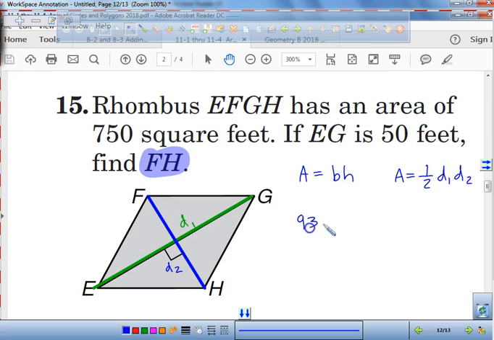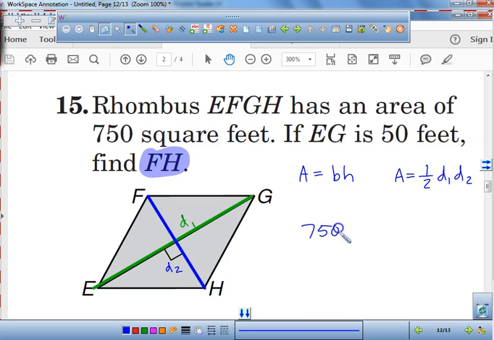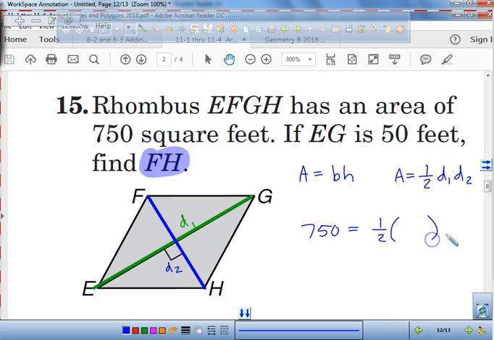So 950, wrong problem, my apologies. 750 is the area, and that's equal to 1/2 diagonal 1 times diagonal 2. Now D1 is 50. D2 is what I want you to find. So good luck. All you've got to do is solve for D2. Not R2, D2, just D2.